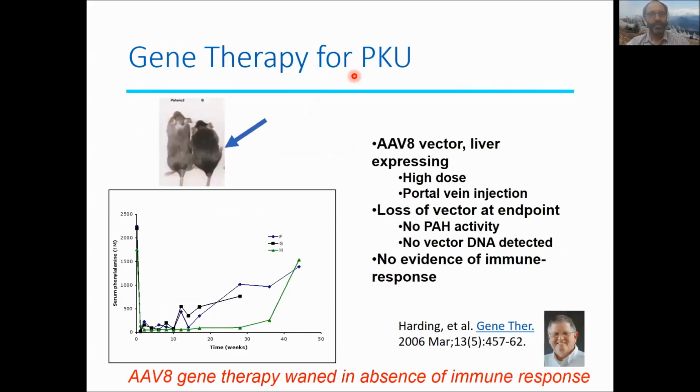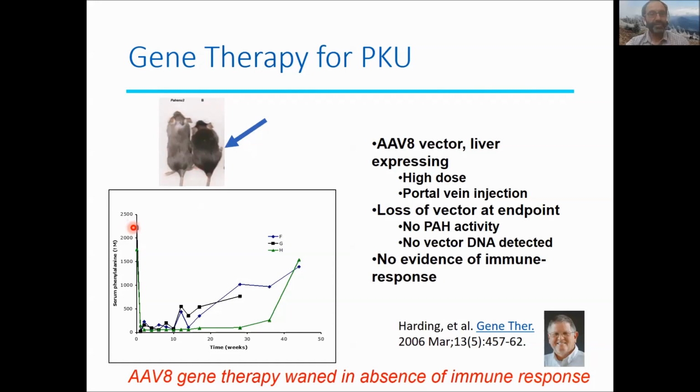So here are the mice, and like untreated PKU patients, these mice have an abnormal pigment of their fur. They don't have full pigmentation. This is related to the tyrosine deficiency. And once treated, the mice developed a darker, more normal coat color. You can see it indicated by the arrow here in the picture.